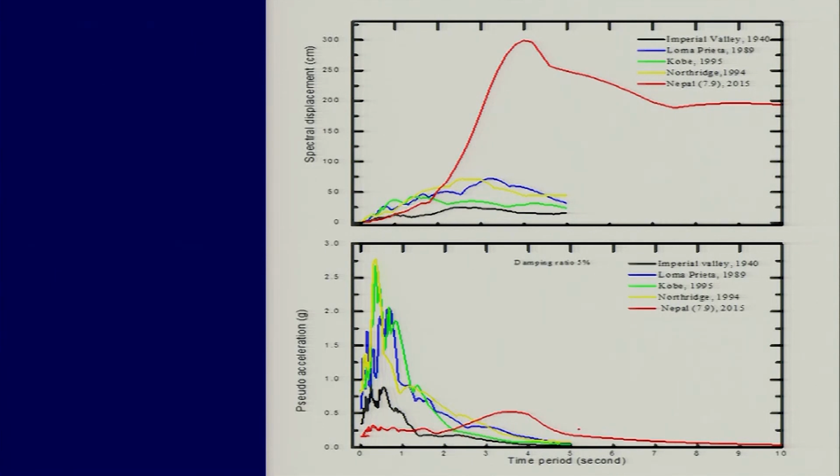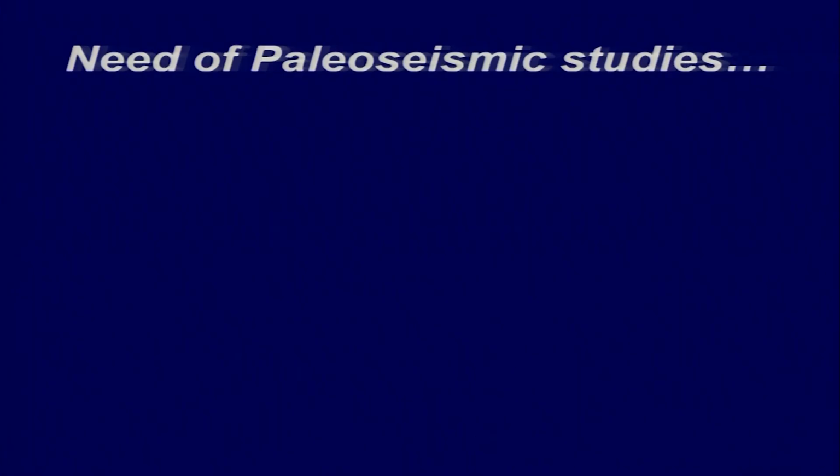So the time period as well as the acceleration was not similar to what has been observed in Northridge, Kobe, Loma Prieta, Imperial Valley earthquakes. This was like a swing which came and moved the surface.